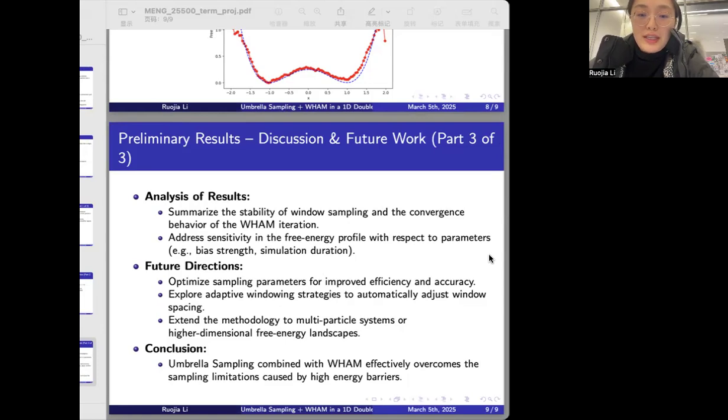And overall, the takeaway is that umbrella sampling and WHAM work hand in hand to overcome high energy barriers and reconstruct free energy surfaces. Even though I've illustrated it here with a simple one-dimensional potential, the principles can carry over to more advanced molecular systems.